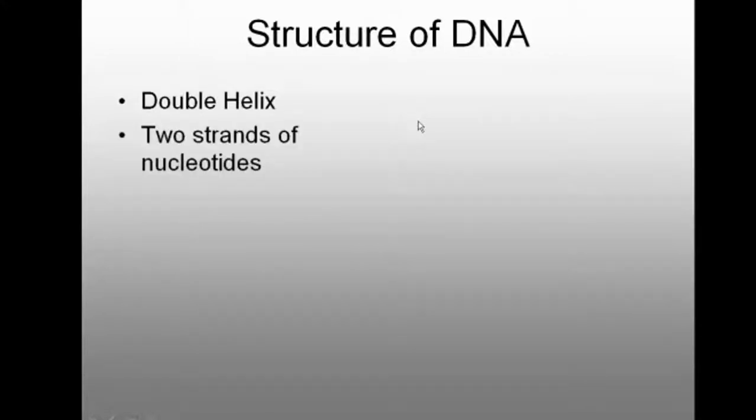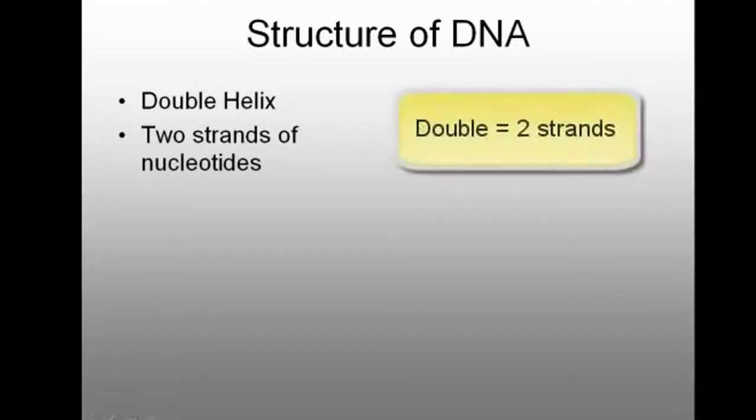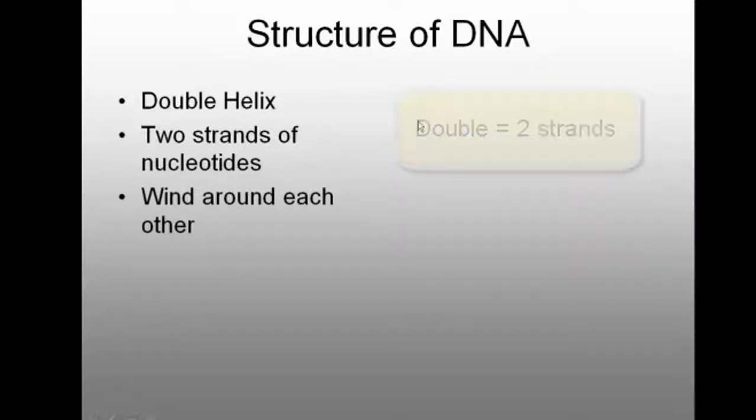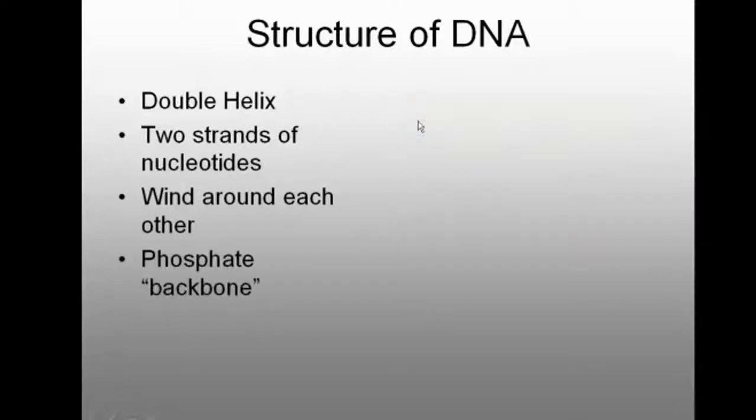So those are the individual parts of DNA, but what does the whole structure look like? Well, the whole structure is called a double helix. And the double part comes from having two strands of nucleotides. And they wind around each other. So it kind of looks like a ladder that's twisted. And along the sides, you have the phosphates forming the backbone.